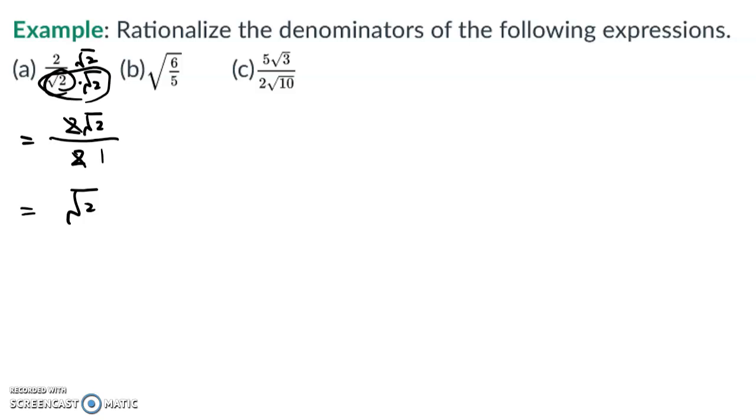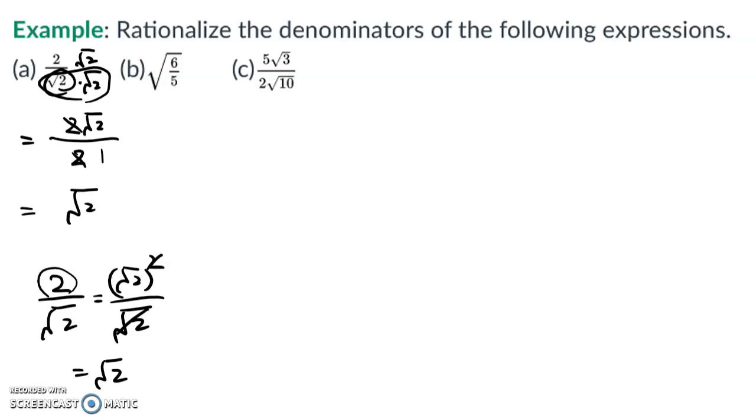Okay, that's A. Another way to see it is, if it's 2 over square root of 2, we know 2 is square root of 2 squared. So this is basically square root of 2 squared divided by square root of 2. We can cancel out one of the square root of 2. That's square root of 2.